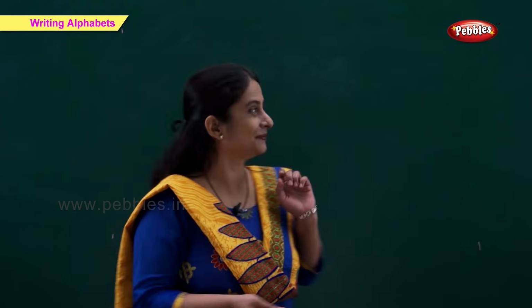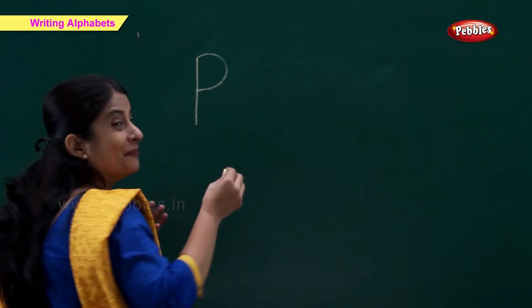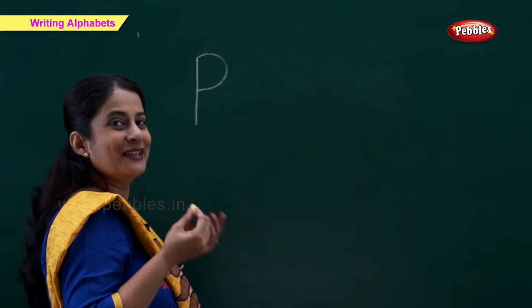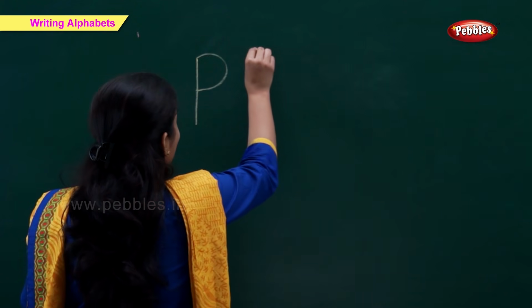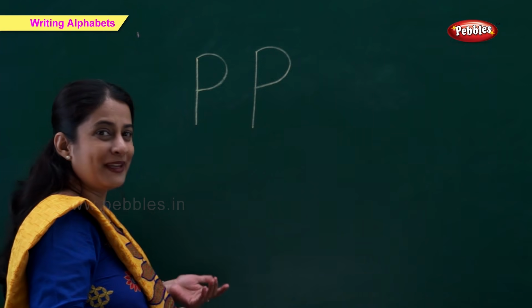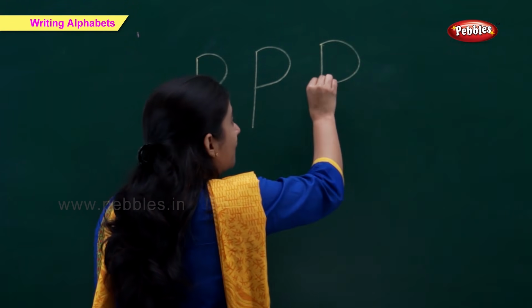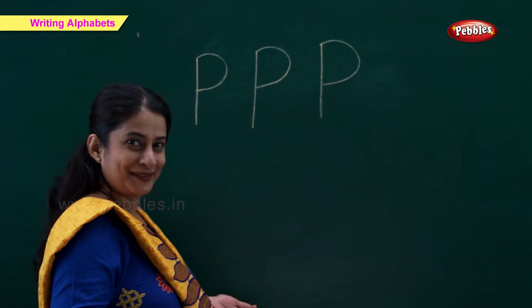Now we will write P. Small p. Standing line with a curve makes P. Small p. Standing line with a curve makes small p. Again. Standing line with a curve makes small p.